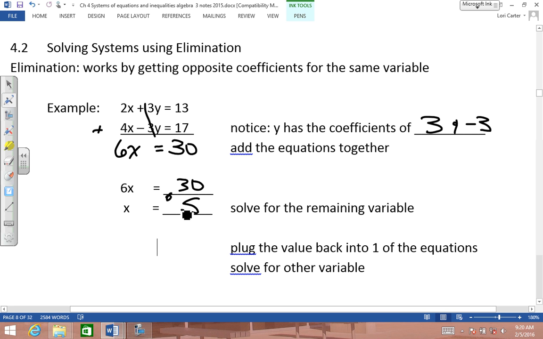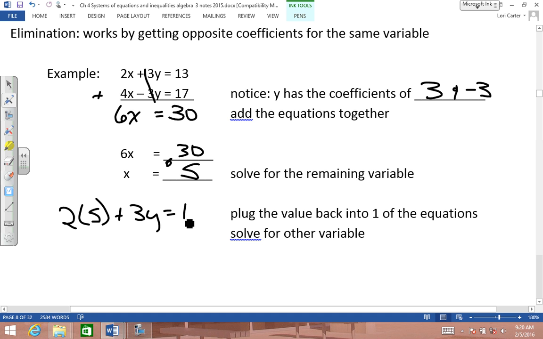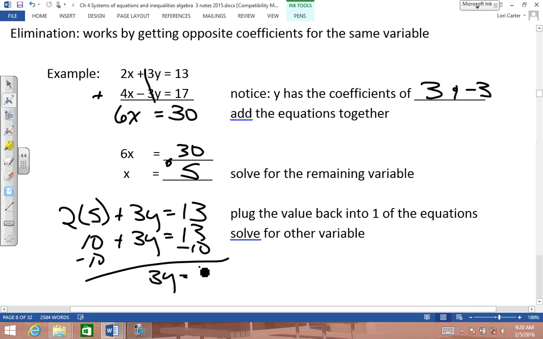Then you do the same thing you did yesterday. You take the 5, you plug it in, and you find your y. Where do you want to plug it in? It doesn't matter. Pick one. X equals 5. You want to plug it into the top one? So it's 2 times 5 plus 3y equals 13. Subtract. So y equals 1. So what's my answer?